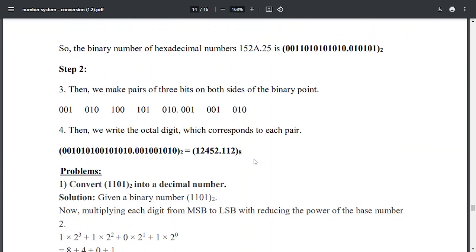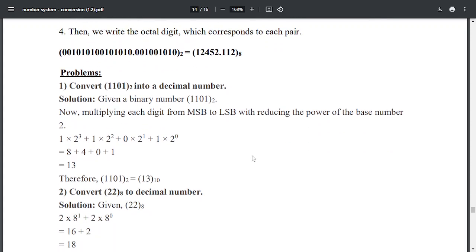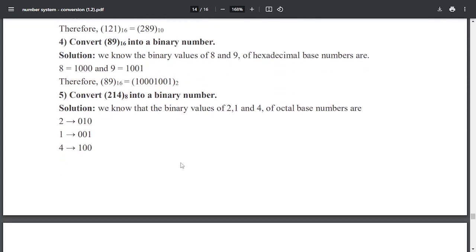So these are the conversions for any kind of number. Based upon those, we are representing some examples like 1 into 2 power 3, 1 into 2 power 2. You can see here binary to decimal conversion. These are a few of the examples. You can go through the examples.